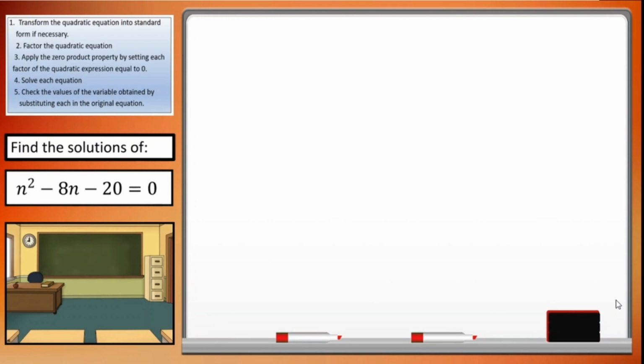Okay, find the solution of n squared minus 8n minus 20 is equal to 0. So notice that the equation is already in standard form. So let's proceed with step number 2. So we have n squared minus 8n minus 20 is equal to 0. So we factor the first term. We know that the factors of n squared is n times n.